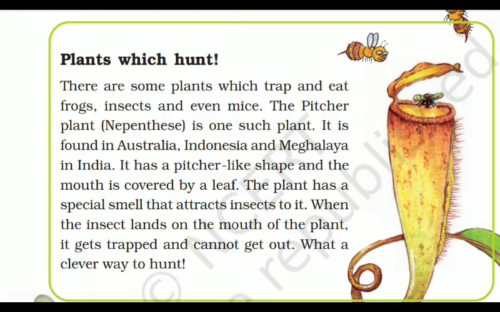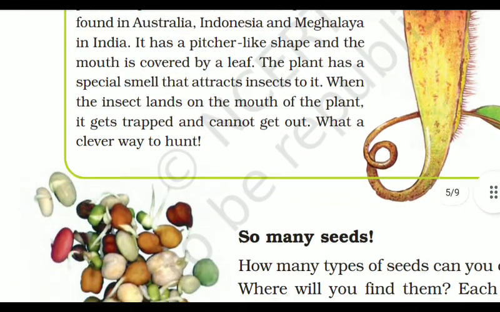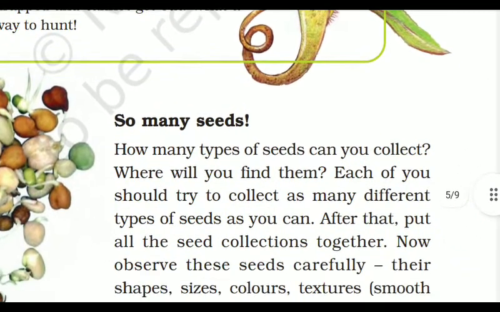What a clever way to hunt. As I told you, in higher classes you will be learning about plants that are not autotrophs. That means there are some plants which cannot synthesize their own food, or which require extra nutrients that are not available from the soil they are growing in. Insectivorous plants are one of them, and the pitcher plant is an example of an insectivorous plant.